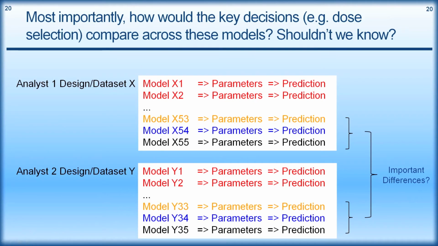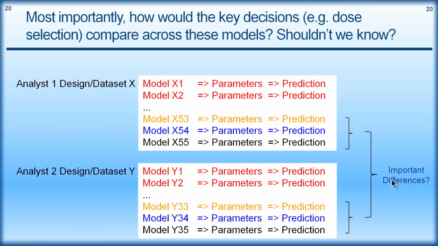I think most importantly, how would the key decisions, for example dose selection if this was a phase 2 study, how would dose selection in phase 3 compare across these models? And really we would be interested to look across this whole range of models here, and not just the last one, because all of these are competing models. And just because the data isn't strong enough to differentiate between them doesn't mean that the modeler should just select one of them. And similarly down here for this analyst, they have a range of competing models.